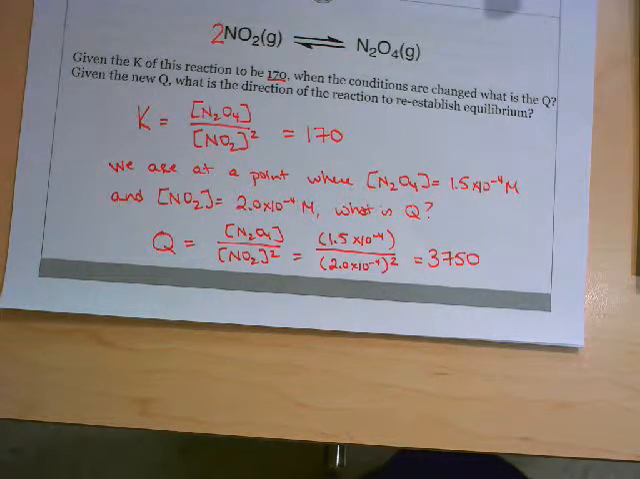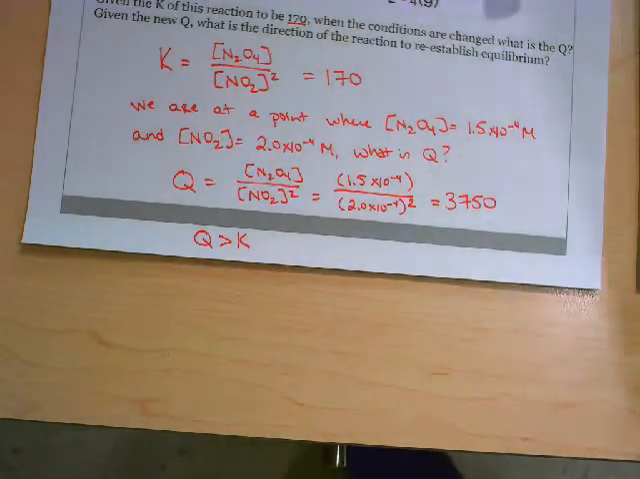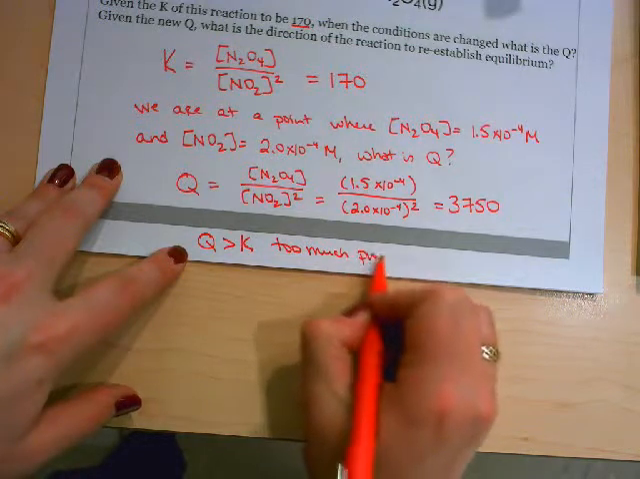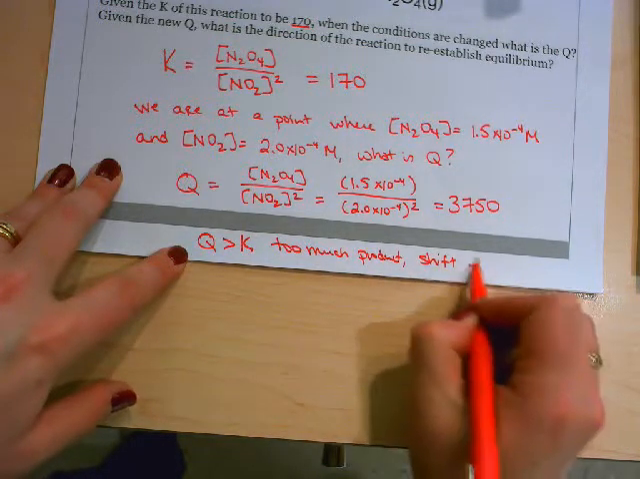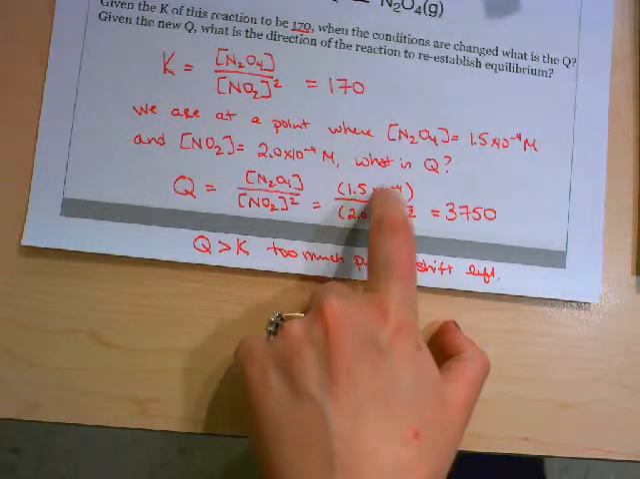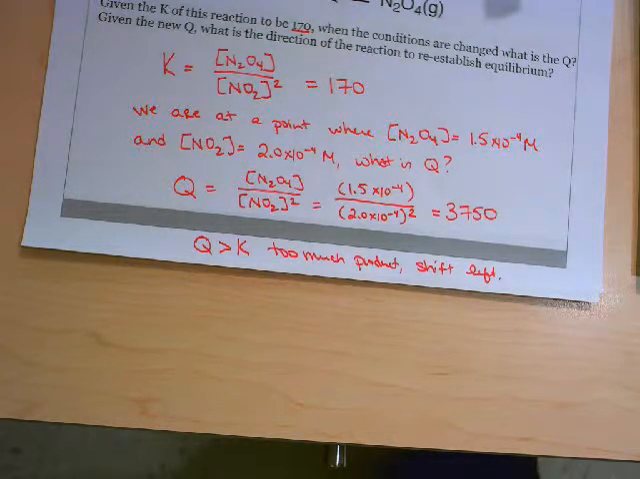Is this value equal to K? It is not. Purposely, I picked a randomly big number. Alright. Is Q greater than or less than K? So I'm at a point that Q is greater than K. So what do I have too much of? We need to shift left. Right? It means there's way too much of this. So to get to where it's equal to 170, you have to shift back the other way.